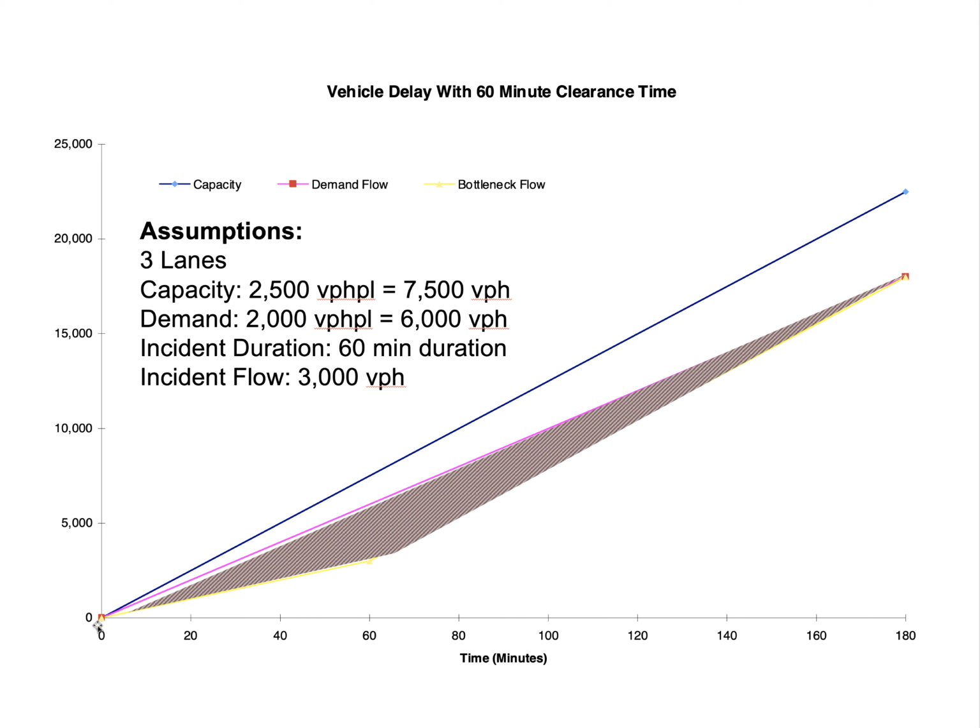At time 0, an incident occurs, and the incident flow is half of the demand flow. So for 60 minutes, you can imagine that the freeway is blocked, and traffic can only flow during the incident at 3,000 vehicles per hour. As soon as the incident is cleared at time equals 60 minutes, traffic will flow at capacity, 7,500 vehicles per hour, the steeper slope, until it intersects the demand curve, at which point traffic will simply continue flowing at that demand value of 6,000.